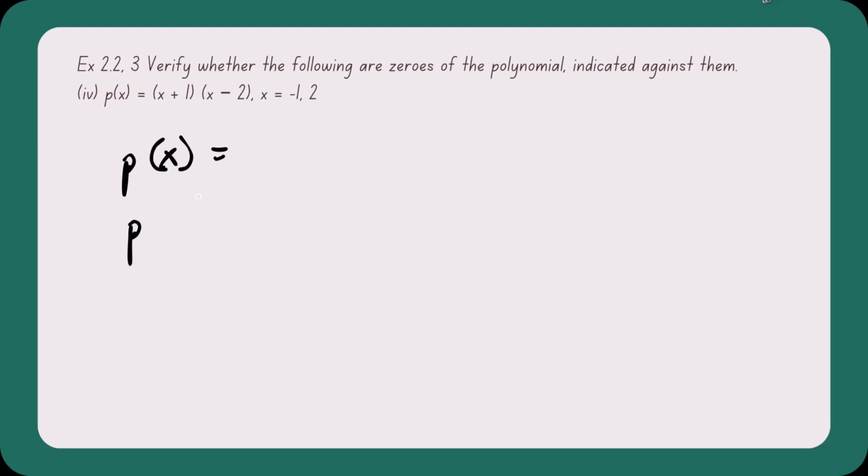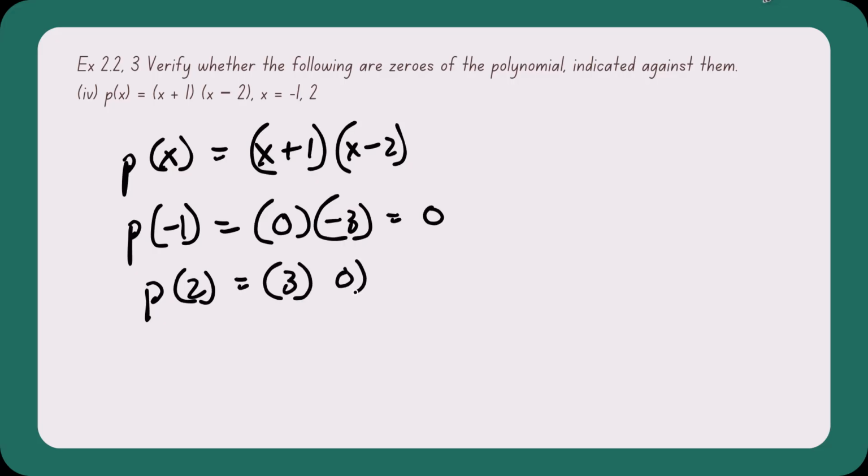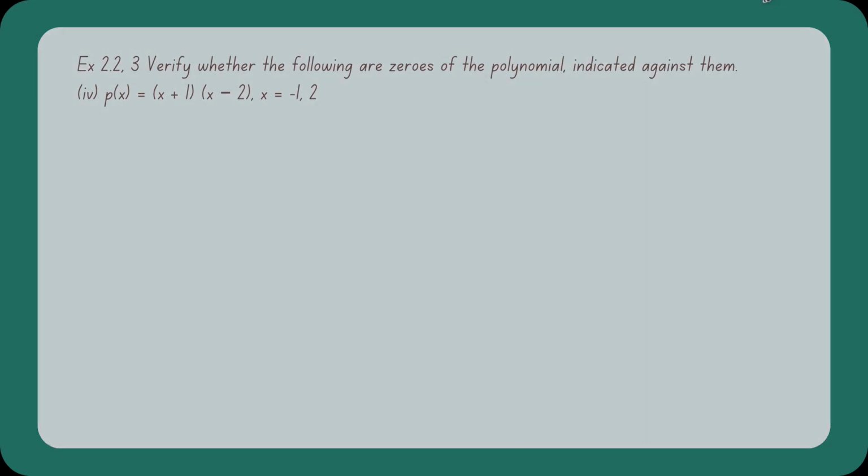Okay, so p of x is equal to x plus 1 into x minus 2. So what happens? We'll put p of minus 1, so it'll become 0, and minus 1 minus 2 will become minus 3. It will become 0. What about p of 2? If we put 2, what happens? 2 plus 1, 3, and 2 minus 2, which is 0, so you'll get 0. So yes, it is the 0 of the polynomial. Minus 1 and 2 are zeros of the polynomial. Let's try the next one.